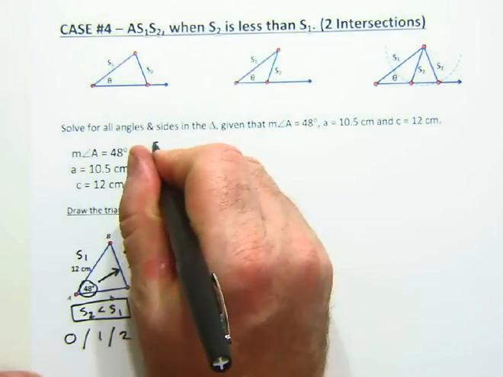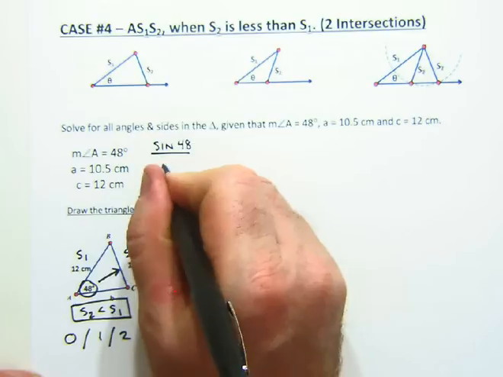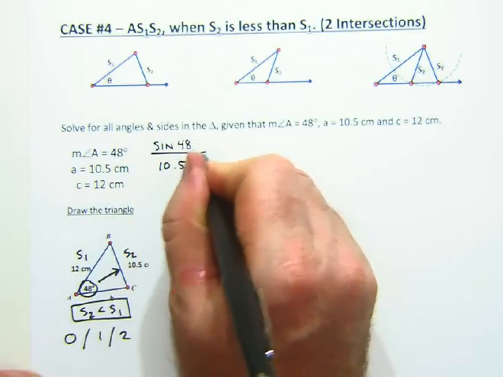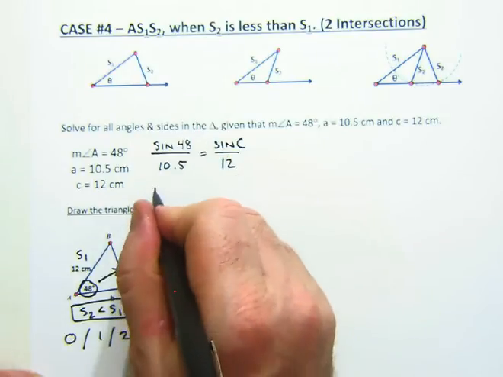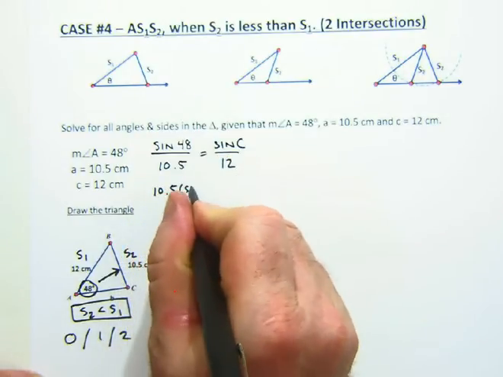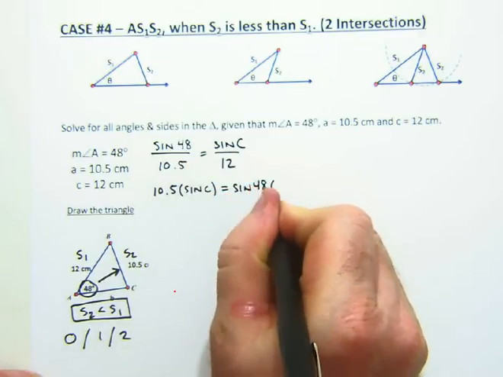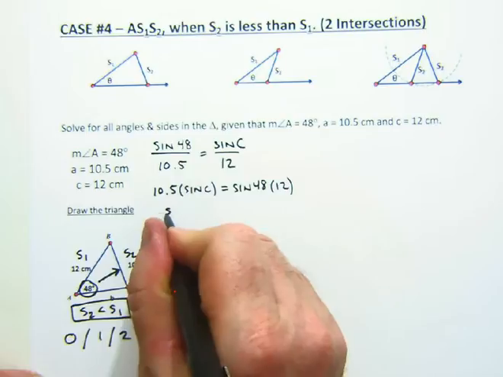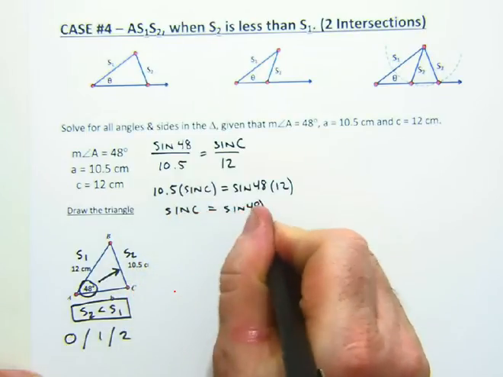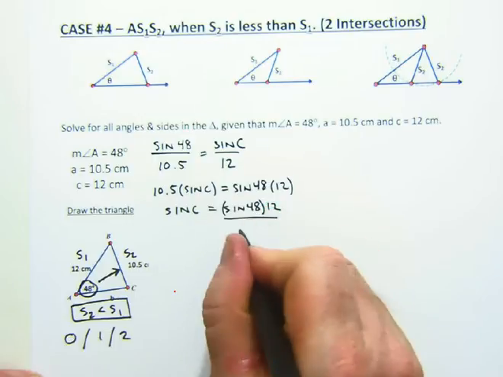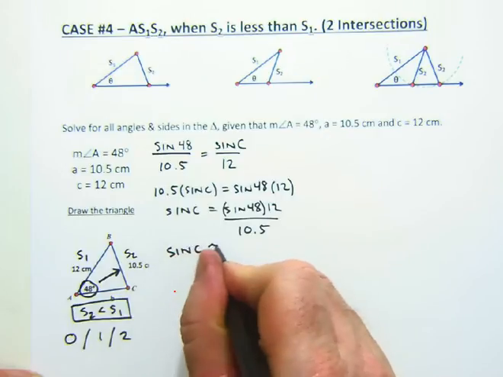Now, with each of these first two cases, they kind of reveal themselves as you go. So I'm going to just start working, not knowing exactly what to expect, but it will hopefully reveal itself. So I set the relationship up by cross multiplying. And again, I'm not sure what to expect yet, but I get the sine of C is equal to the sine of 48 times 12, all divided by 10.5.